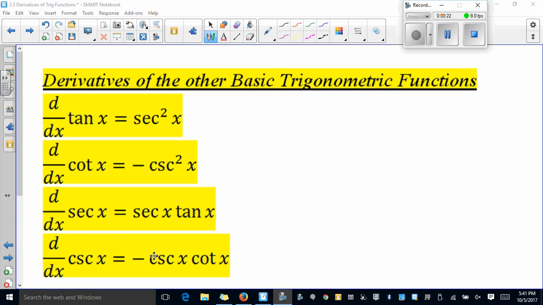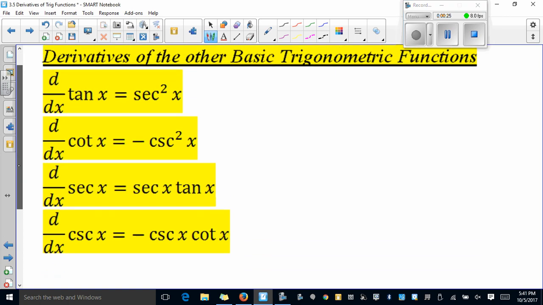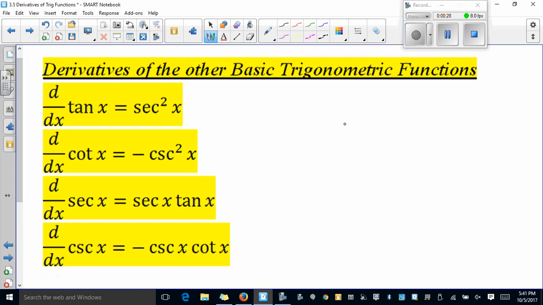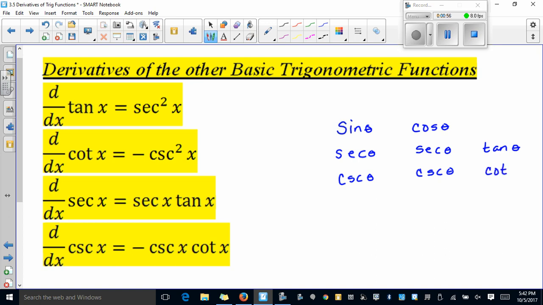Now, we do have a quick little way that we can remember these by. If I write these up, they have to be written, of course, in a certain order. I write sine of theta, cosine of theta. And then underneath of it, I write secant, tangent. And then underneath that one, I write cosecant, cotangent. So you can see you got sine, secant, cosecant, cosine, secant, cosecant, and then over here to the side, tangent, cotangent.